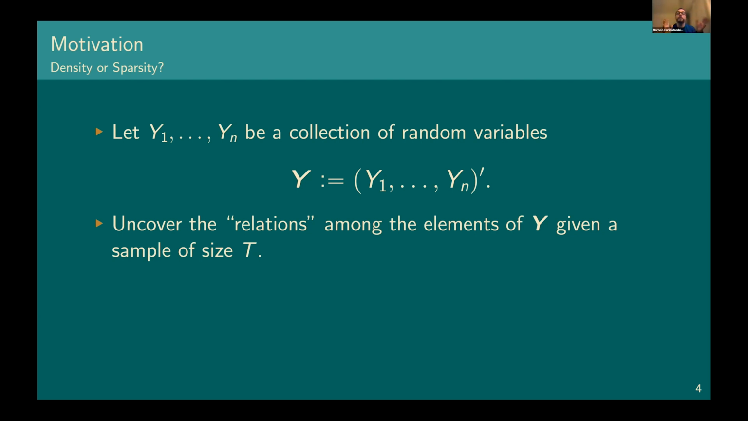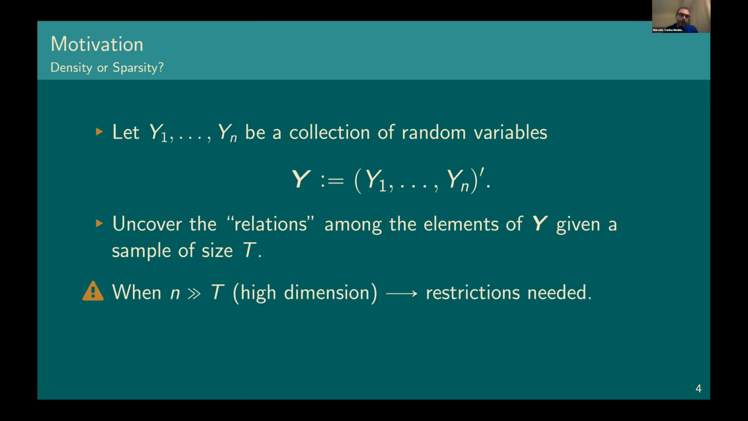And usually we want to uncover these relations from a sample of size t. So two letters now, n and t. N is the cross-section dimension, so the number of variables that we are looking at. T is the number of observations of these n variables that we have over time. Can be time, can be other things, can be space, right? But usually we think about the cross-section over time.